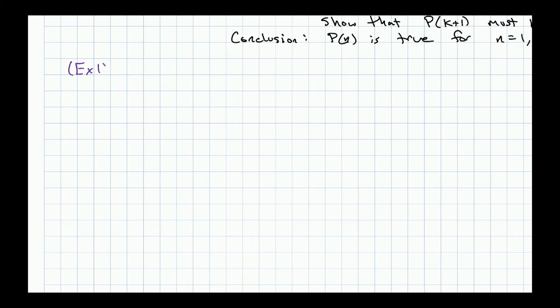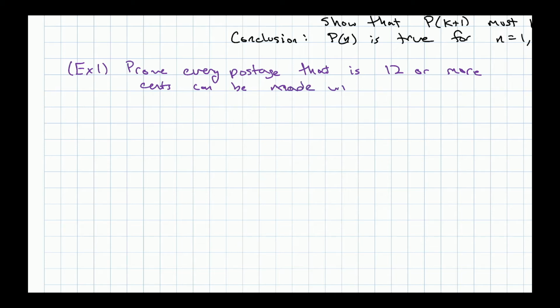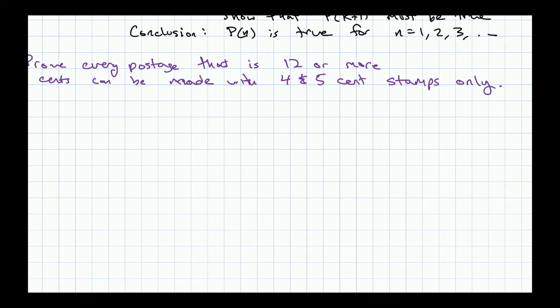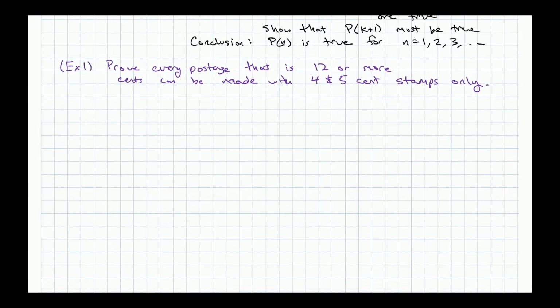So example 1, we are going to prove every postage that is 12 or more cents can be made with 4 and 5 cent stamps only. Right? So that is what we're going to try to prove.